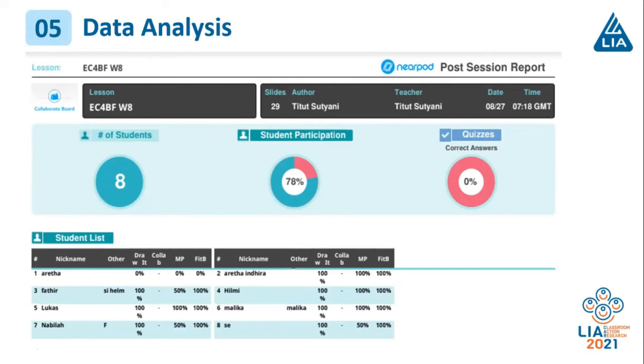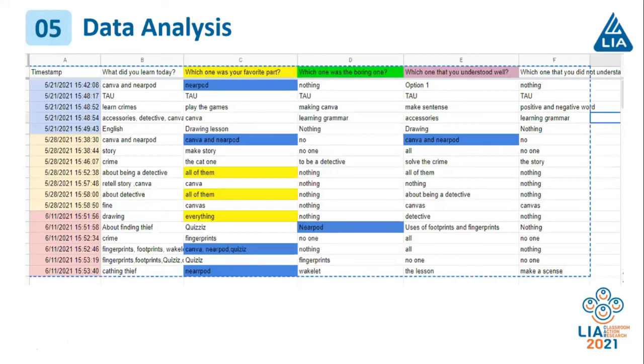Right, and this is the data from the exit ticket. When I asked them what they learned that day, and the favorite part, they mentioned Nearpod and Canva and quizzes, but they also mentioned Nearpod being the boring one, and Canva and Nearpod being something that they understood well.